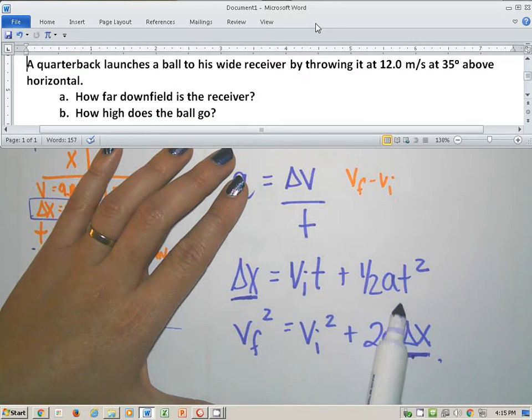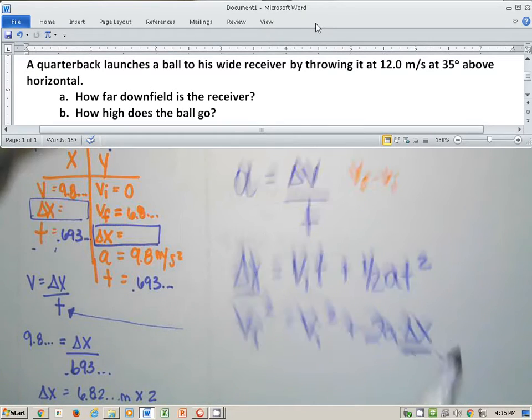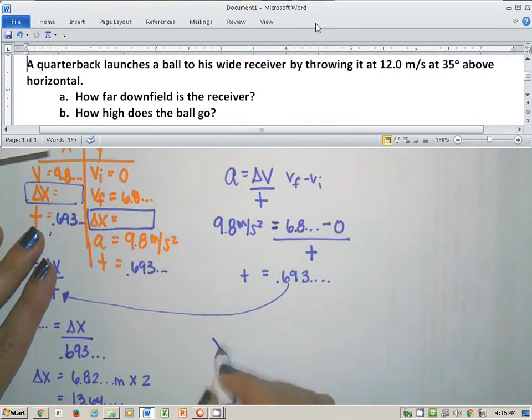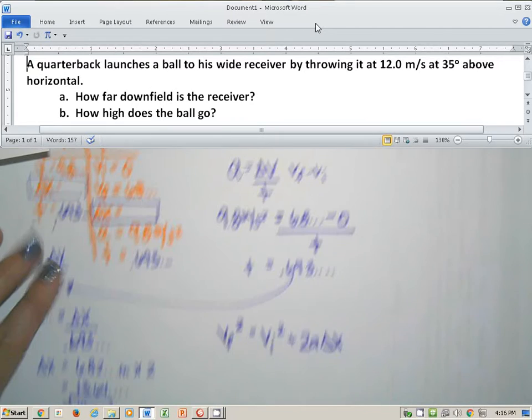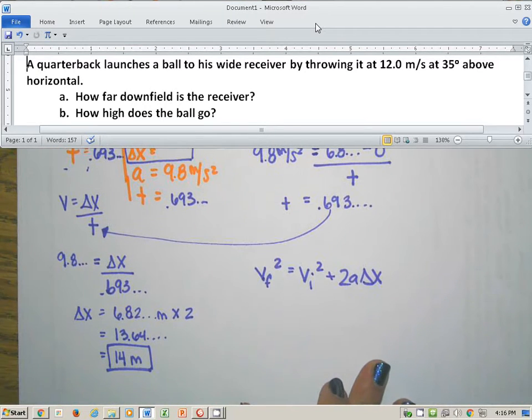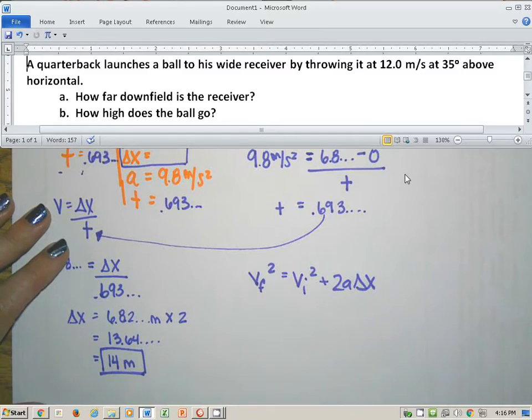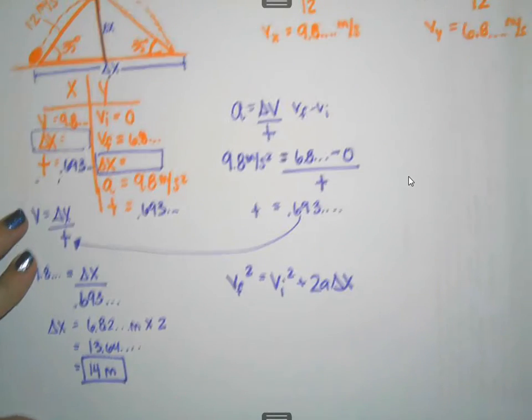If you plug it into this one, you're going to use the half of the time. Okay? I'm going to plug it into the bottom one. I'm going to plug it into this one right here. VF squared is equal to VI squared plus 2A delta x. And we may not be able to see all of this on my screen at the same time. I can do this and get most of our problem up here.